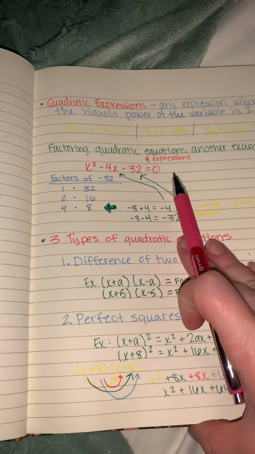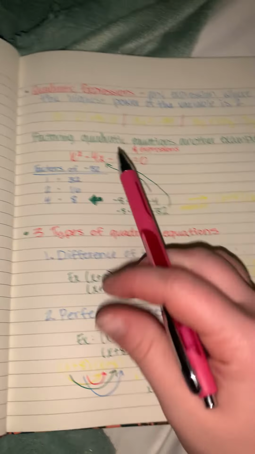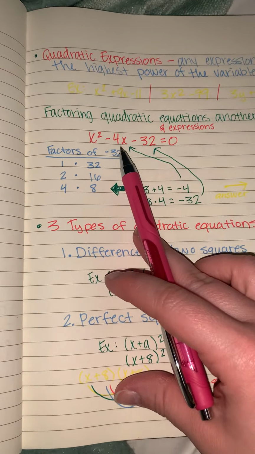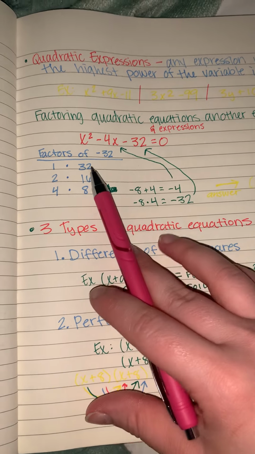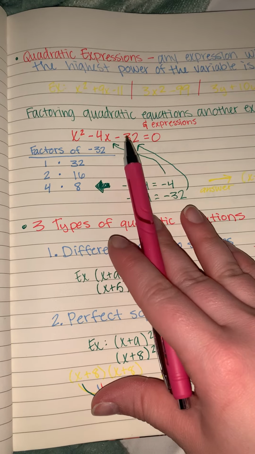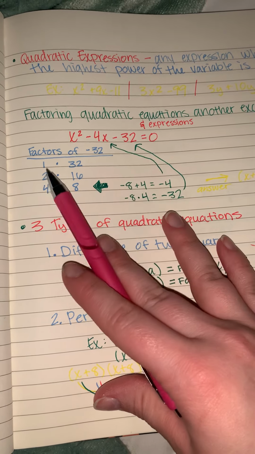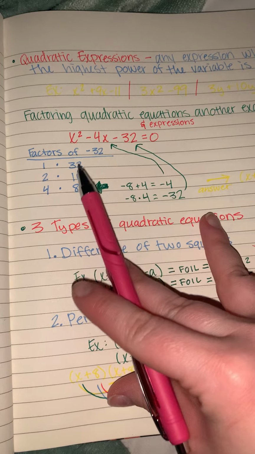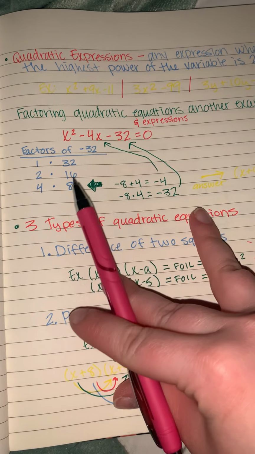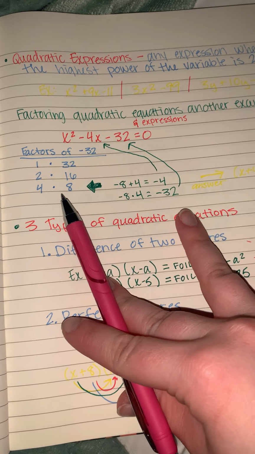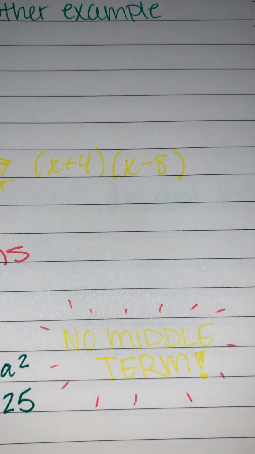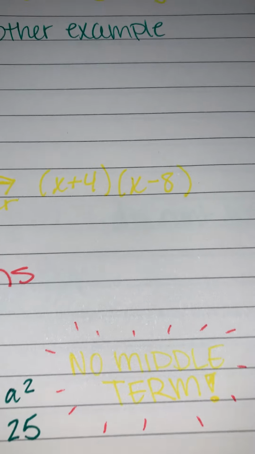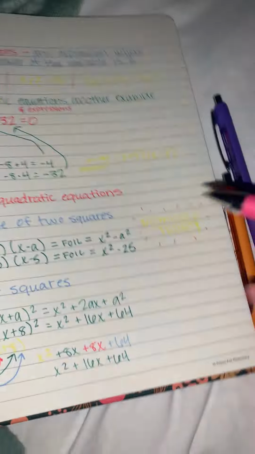Factoring quadratic equations and expressions, another example. So you have x squared minus 4x minus 32 equals 0. So remember, you do your factors of negative 32. There they all are. And remember, the inverse is too. But to get negative 4, we're going to use negative 8 and positive 4. So I say, where's the answer? I wrote it in yellow. Did you get that for your answer? I bet you did, you genius. If you didn't, that's okay.